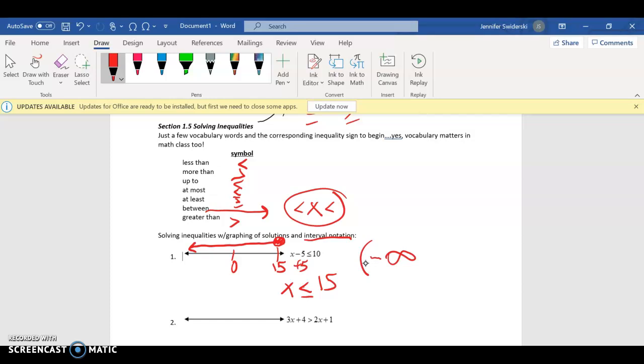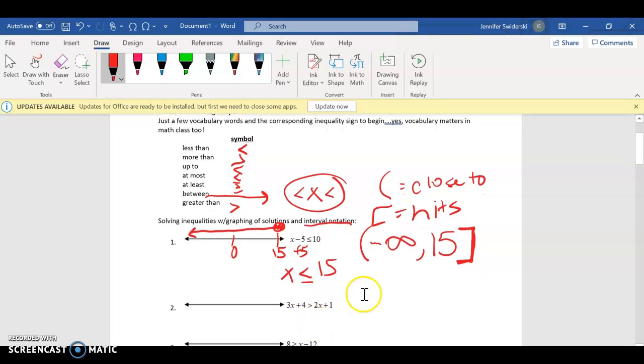So anything from negative infinity to 15, and I'm going to do this bracket because it includes 15, all right, which we're going to discuss tomorrow in class, all the way up to 15 could be a solution. So parentheses means it gets close to, and a bracket means it hits. So from low to high.